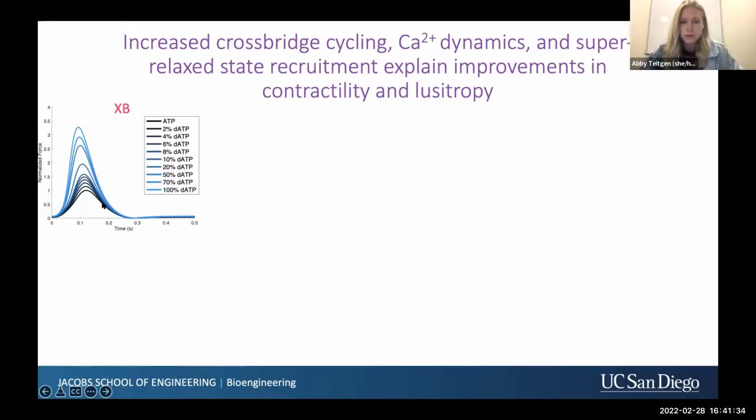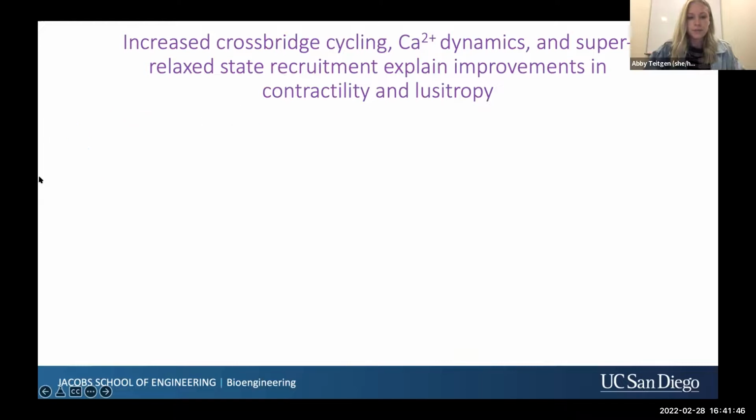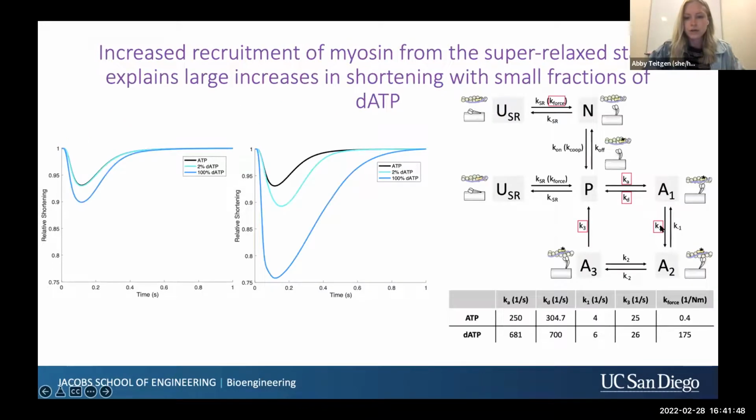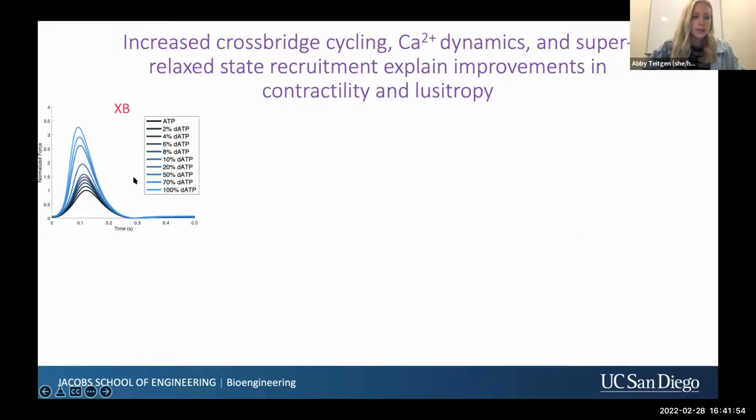This is now at the tissue level. And so we're starting with ATP in black and then scaling all the way up to 100% dATP in blue. So for this simulation, this is just adjusting these 4 cross-bridge cycling parameters, Ka, Kd, K1, and K3. And again, here we see a linear relationship between force and dATP percentage, and we don't see much of an increase in force for lower percentages of dATP.